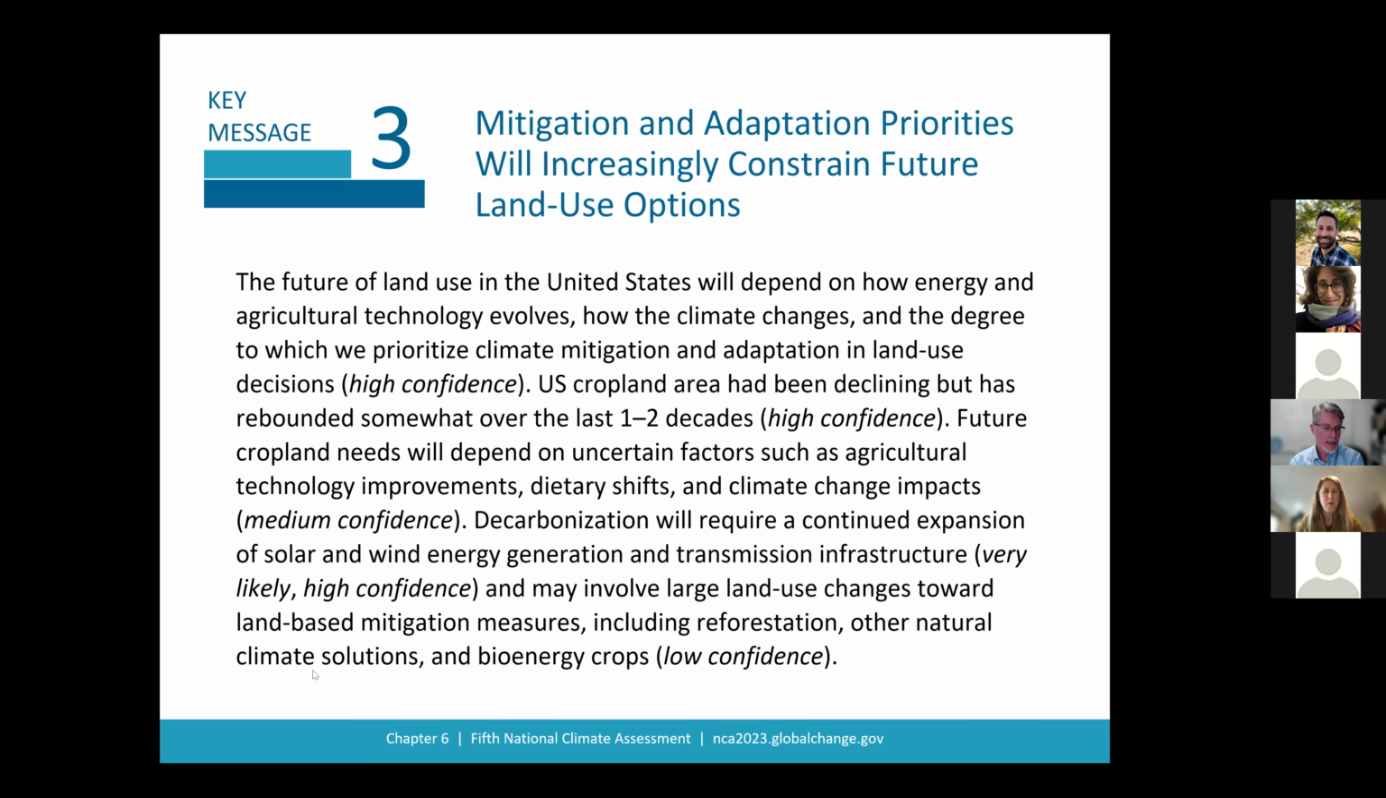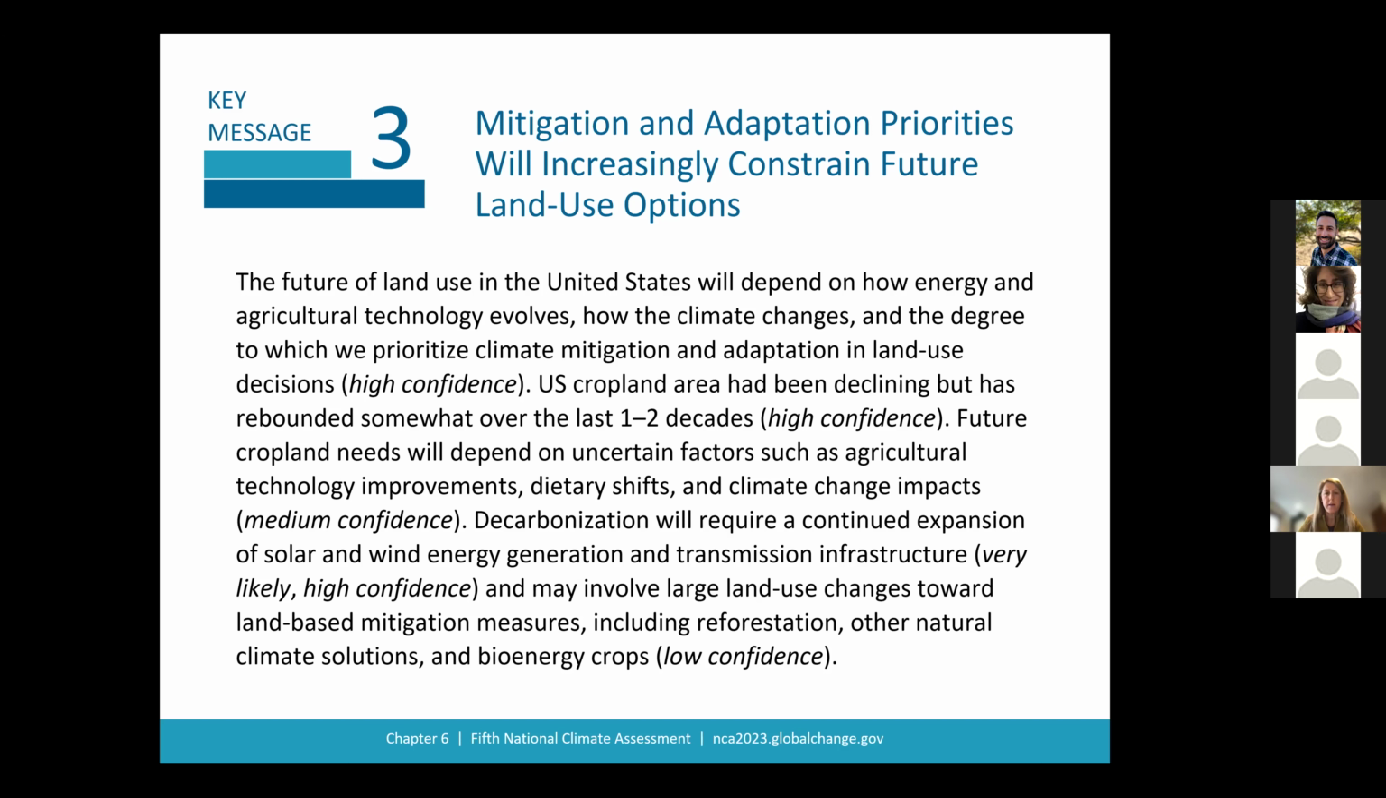Louise. Hi, everyone. So our third key message is that mitigation and adaptation priorities will increasingly constrain future land use options. So the future of land use in the United States will depend on how energy and agricultural technology evolves and how the climate changes and the degree to which we prioritize climate mitigation and adaptation in land use decisions. The United States cropland area had been declining, but has rebounded somewhat over the last 1 to 2 decades.